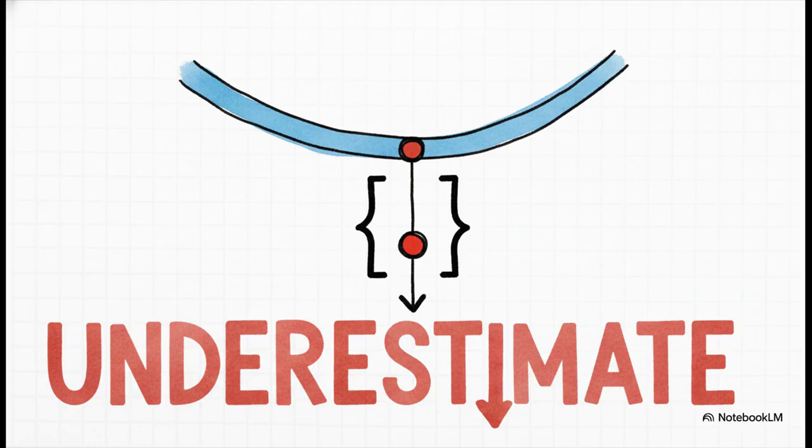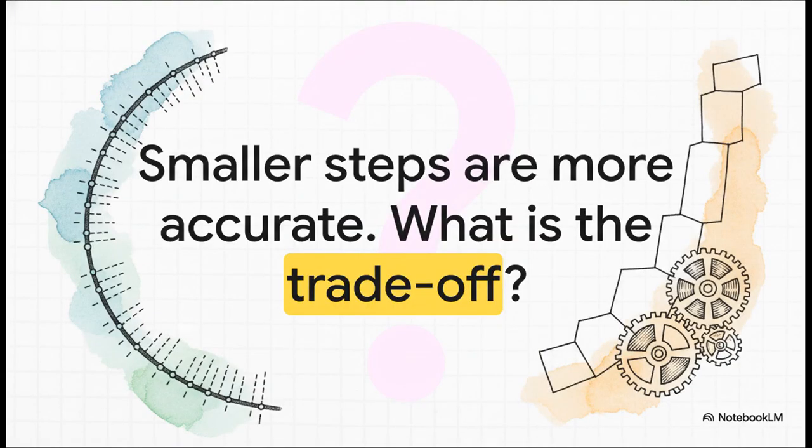And hey, that's exactly what happened in our example, right? 1.22 is less than 1.2428. So that leaves us with one last thing to think about. We know that to get a more accurate answer, we could just use a smaller step size, take more steps. But what's the catch? Well, every step is a calculation. So a smaller step size means more accuracy, but it also means way more work for your computer. And that trade-off, that constant battle between accuracy and efficiency, is really what the entire field of numerical methods is all about.